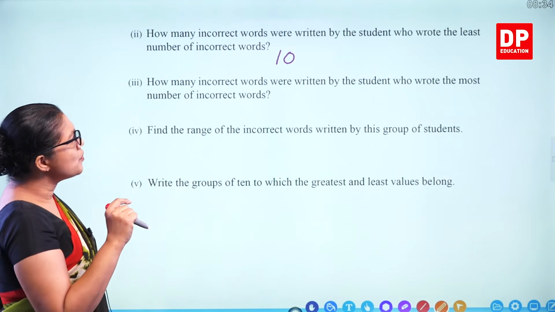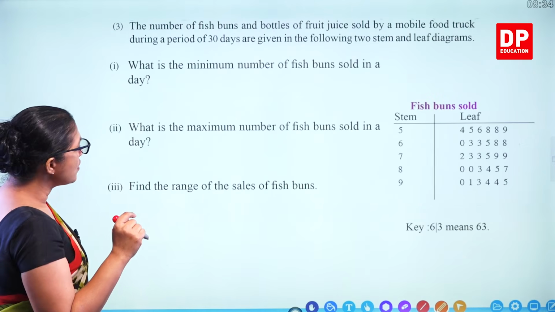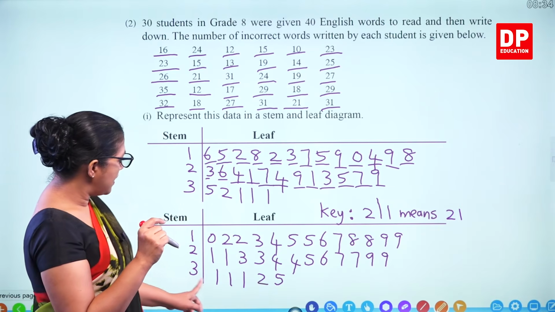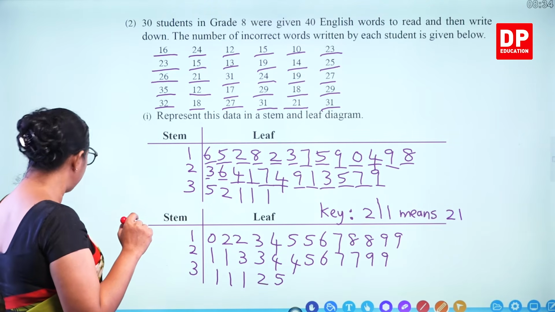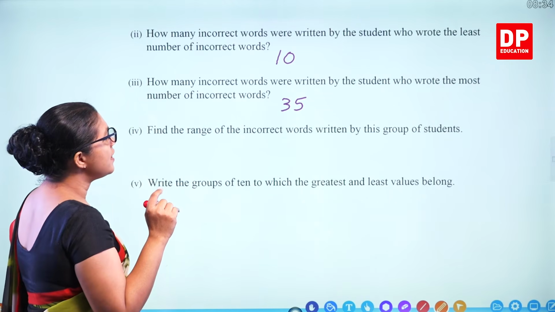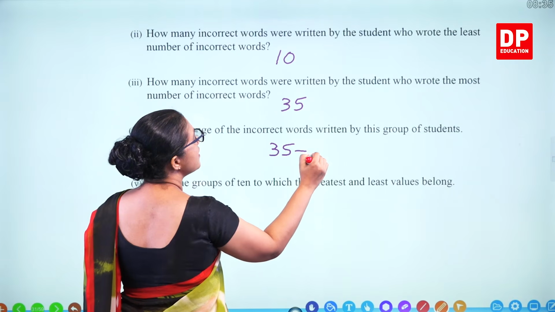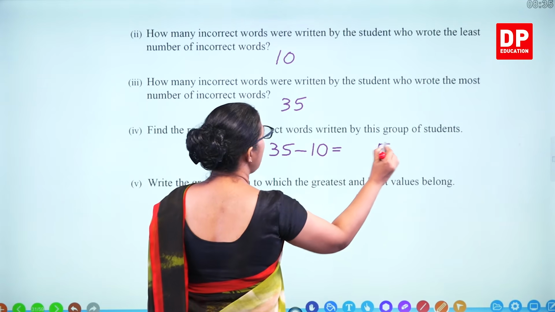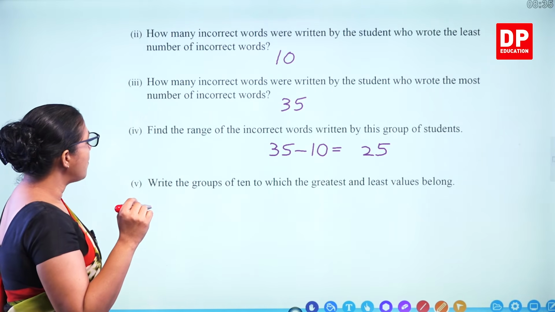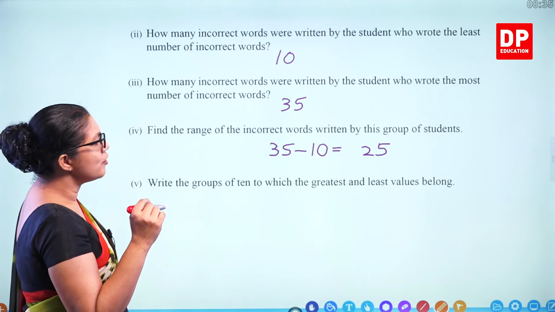How many incorrect words were written by the student who wrote the most number of incorrect words? Most number of incorrect words. So most number is 35. Find the range of the incorrect words written by the group of students. Take the difference, highest minus lowest. You get 25.